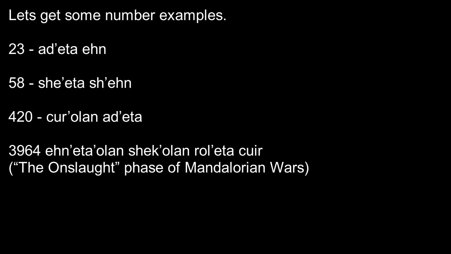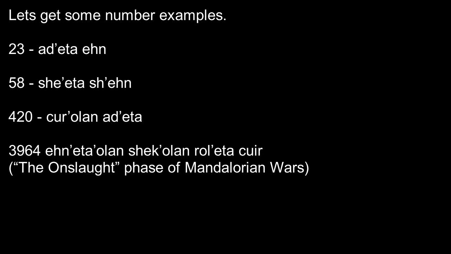Some number examples in here. So 23 would be ad eta ein. 58 would be she eta shen. 420 would be kur olan ad eta. And 3964 would be ein eta olan shek olan rol eta kuir.